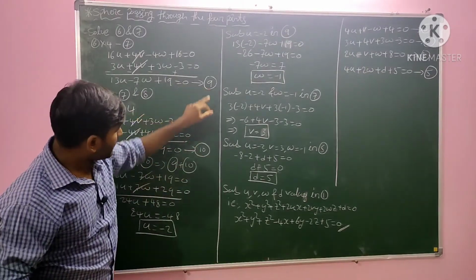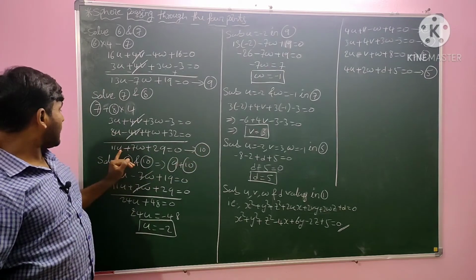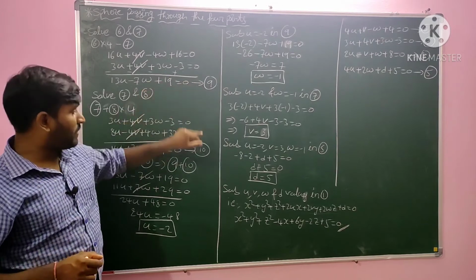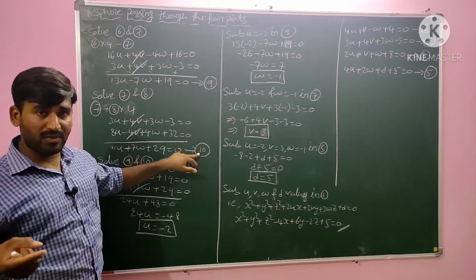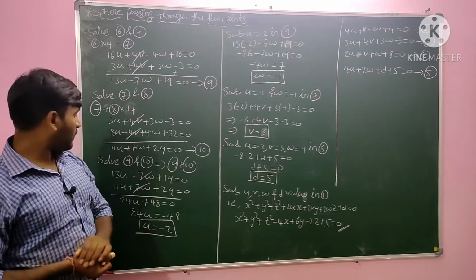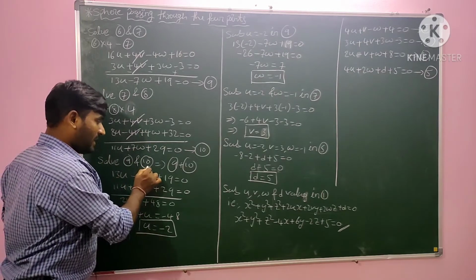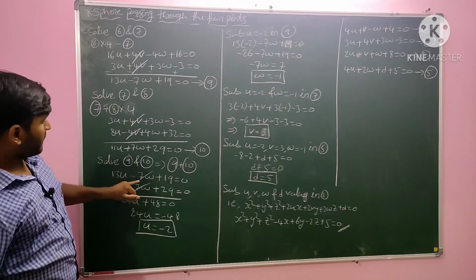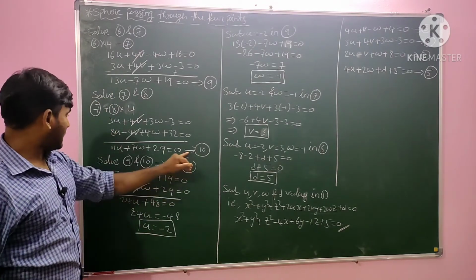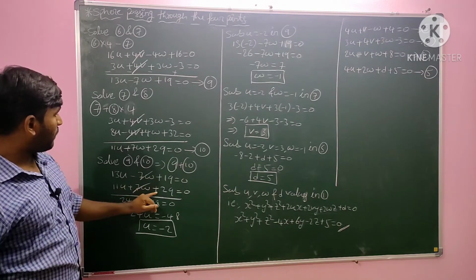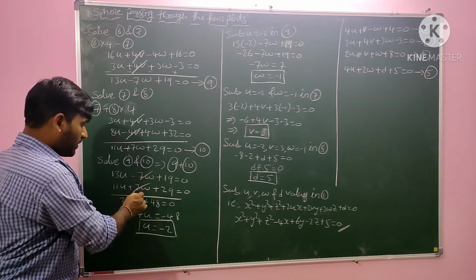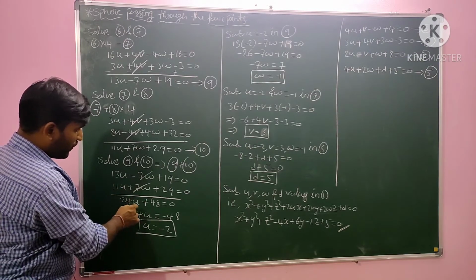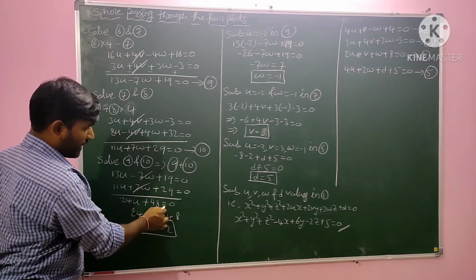Now we have the 9th equation and 10th equation in terms of u and w. Solve these two equations and cancel any one of the terms, and you will get one value. Now solve equations 9 and 10, that is 9 plus 10. The 9th equation is 13u minus 7w plus 19 equal to 0, and the 10th equation is 11u plus 7w plus 29 equal to 0. Here 7w gets cancelled. The remaining terms are 13u plus 11u, that is 24u, and 19 plus 29, 48, equal to 0.